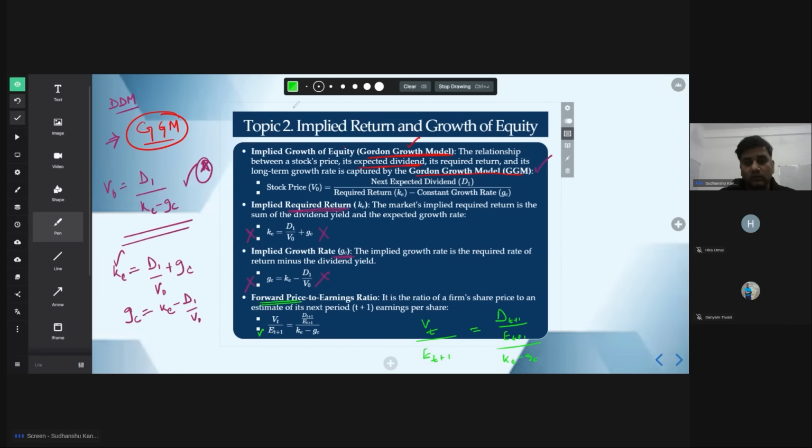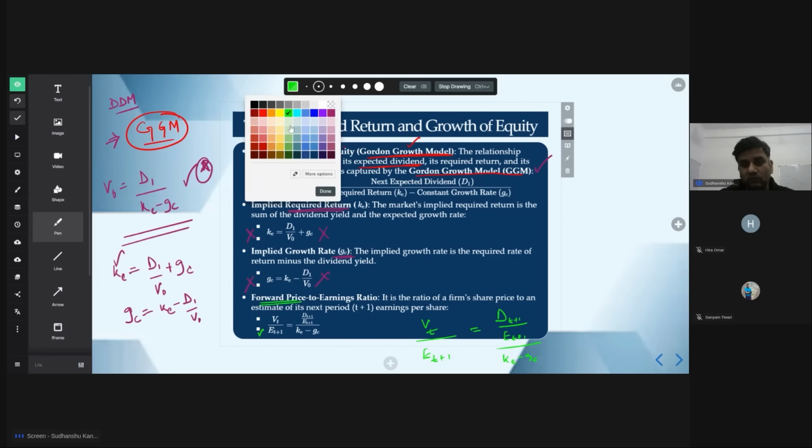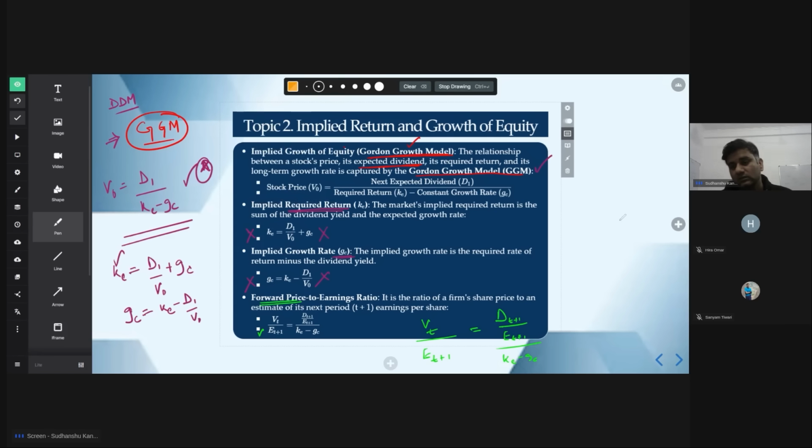See, it looks like a tough formula, but it's a very easy formula. Why is it an easy formula? Let me write it down. You learned this formula yesterday also. You learned this formula today also. You solved the equation also. So you learned this formula, Ke minus Gc. That's a perfect formula.